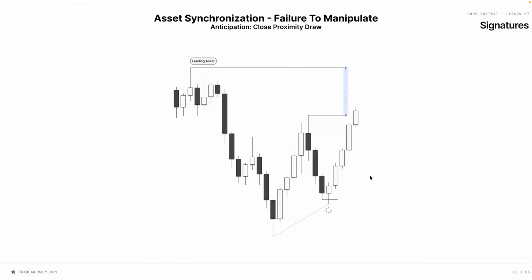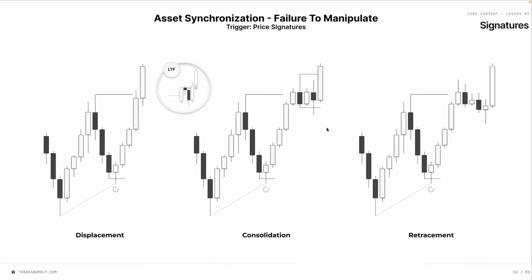Now we're going to be talking about how to anticipate when an SMT is going to break. This side here really shows that when the leading asset hits a draw on liquidity, for example, and there's a reason to continue beyond that draw on liquidity, then that lagging asset is probably also going to engage with this high as well. Another way we can anticipate assets are going to break SMT is by the failure to manipulate. So here we're going to go over price signatures.